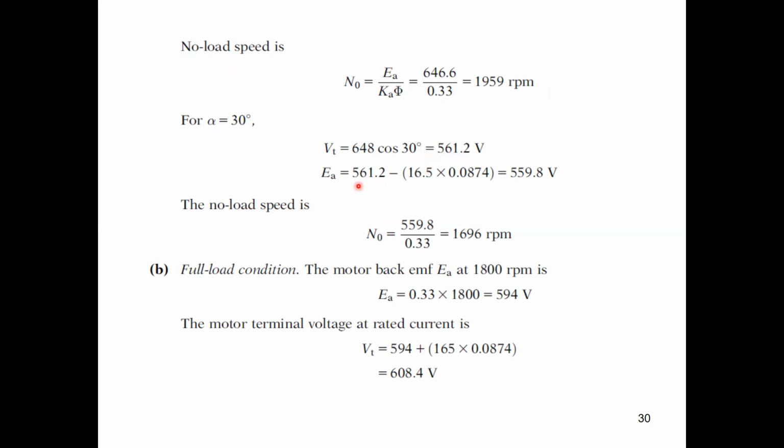And we can substitute again in the relation to get the speed. As you can see, the voltage is lower compared to the previous case. And the no load speed, as we discussed, is lower compared to the previous one.